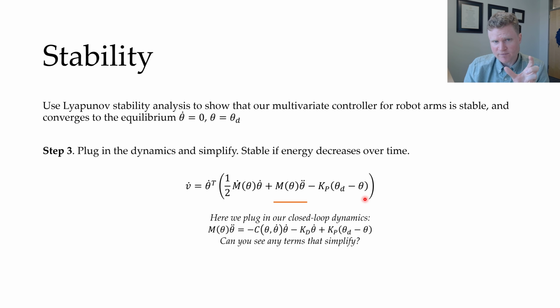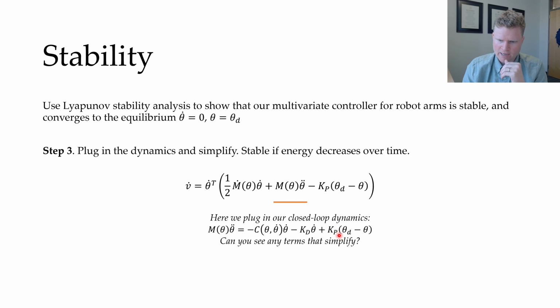Now, I can still simplify this a bit more, and this is where some of the beautiful math comes into play. Now remember that I've got my dynamics of my robot, and I actually found these closed loop dynamics that you see right here. I've got m theta double dot, and look, I've got m theta double dot here as well. So maybe I can plug in these closed loop dynamics and just see if something cancels out. Maybe pause the video, think about it.